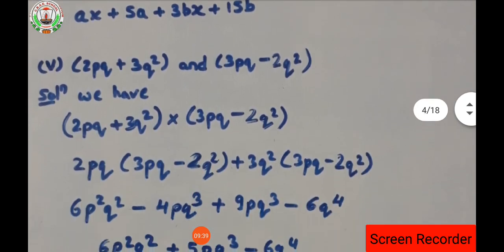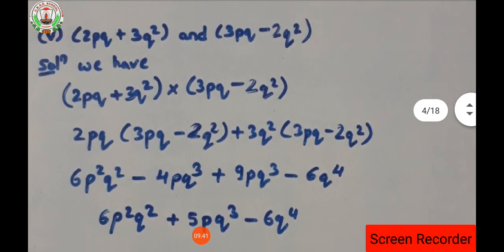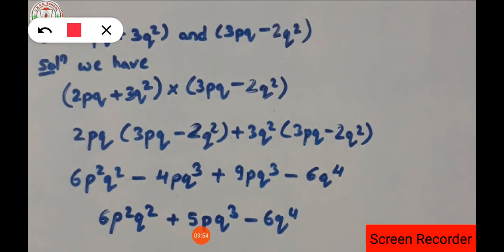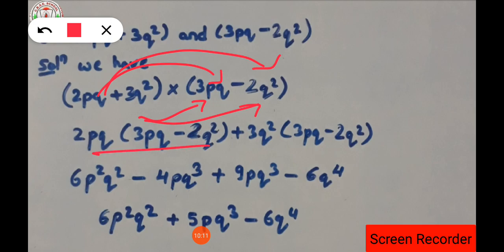Okay. Then the next part is again a simple one. 2pq plus 3q square will multiply with 3pq minus 2q square. So as we know that each term will multiply, isn't it? So here 2pq will multiply with 3pq as well as minus 2q square. Then 3q square will multiply with 3pq, and again it will multiply with minus 2q square, isn't it? After multiplying we will get these terms, isn't it?